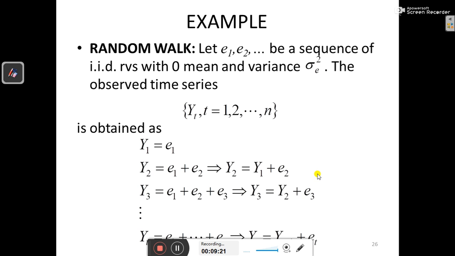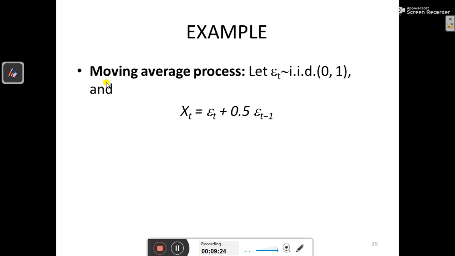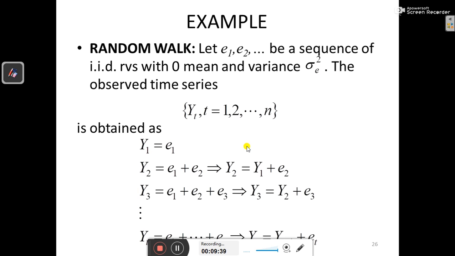Here you can see the moving average process. Let there exist some t between 0 and 1, Xt equal to e_t plus 0.5 e_(t-1). This is not complete enough, so we'll go through the next slides.